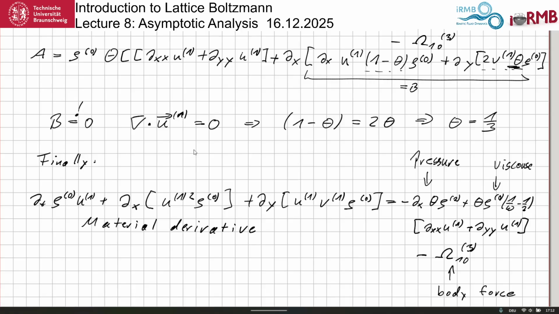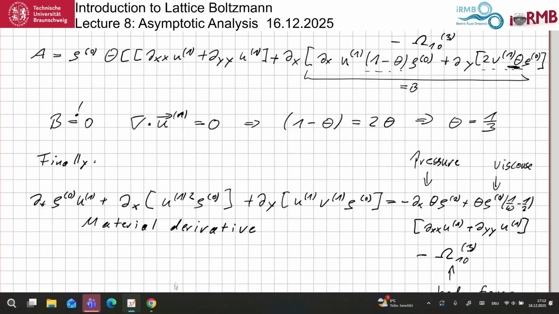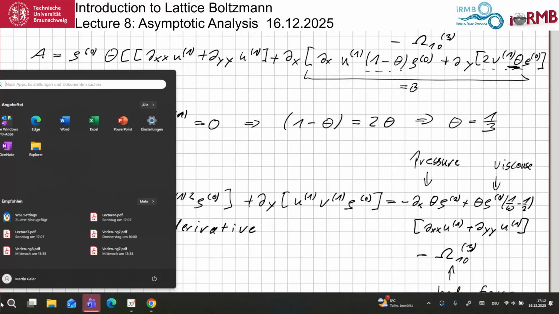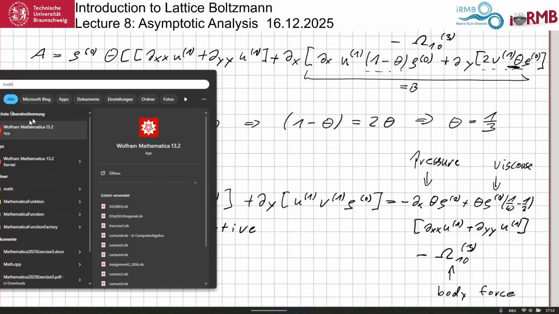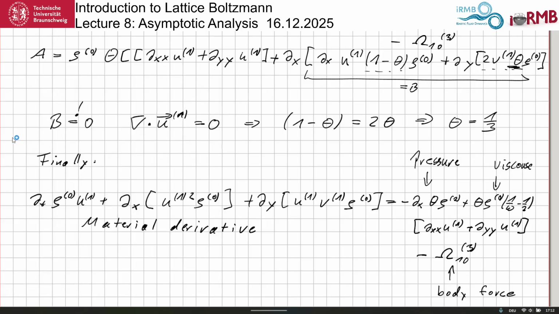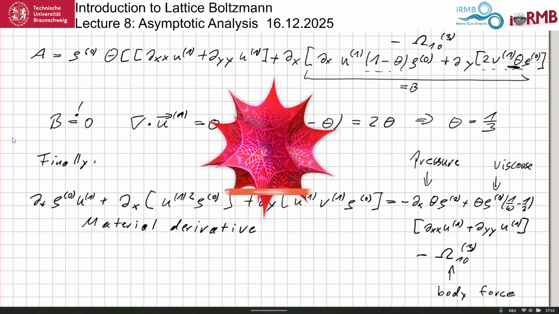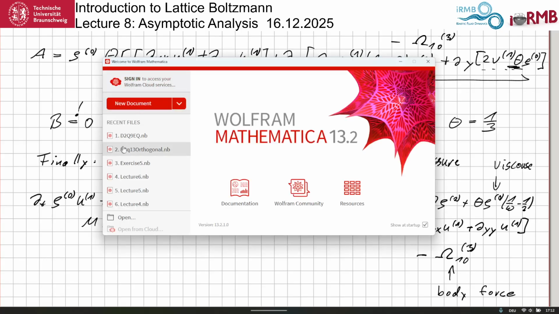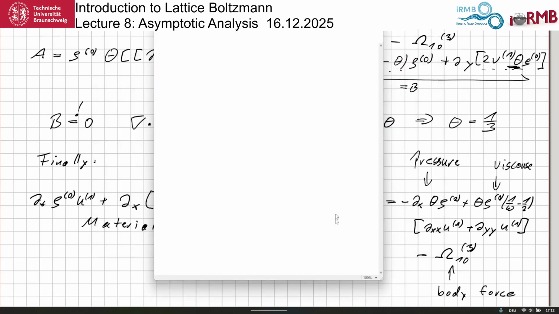Yes, so the reason why we do all of this is because we want to automate this. So today, no working on the code, but working with computer algebra. And of course, I don't want to make advertisement here, but the one I'm usually using is Mathematica. Mathematica was invented by the guy who also claims that he kind of invented lattice Boltzmann, which is not true, but whatever.